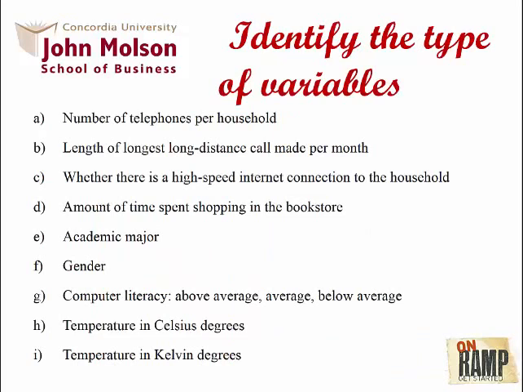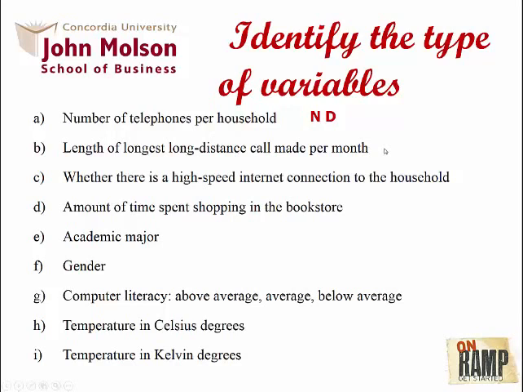So let us try to identify the type of variables that we have. For example, the number of telephones per household. I can have 1, 2, 3, 0. So this one is numerical, definitely, discrete. The length of the longest distance call made per month.